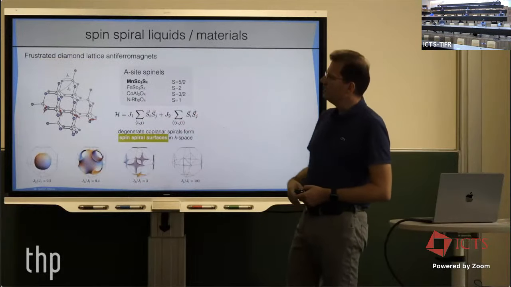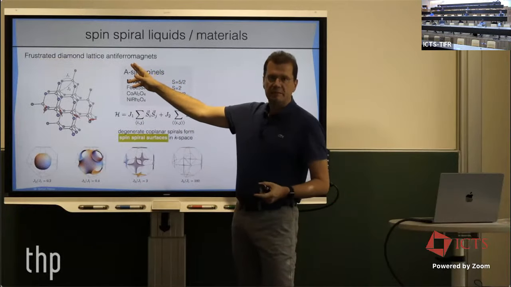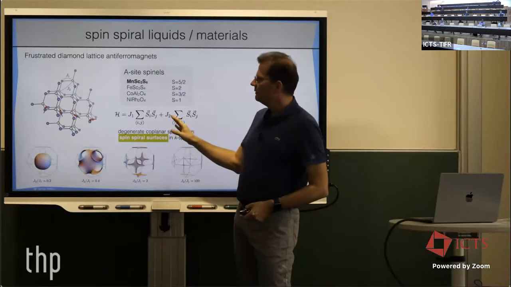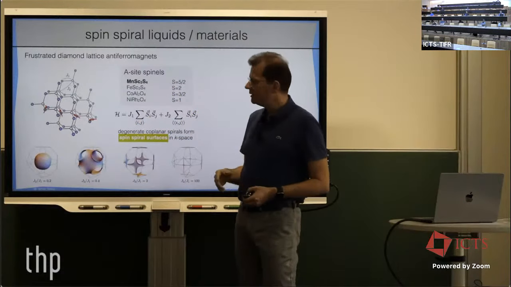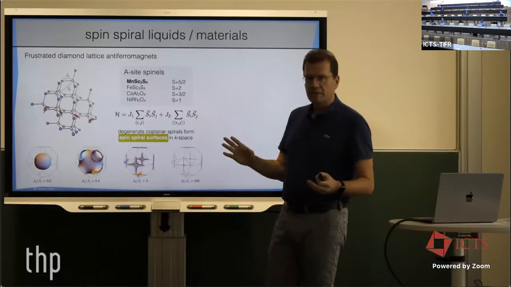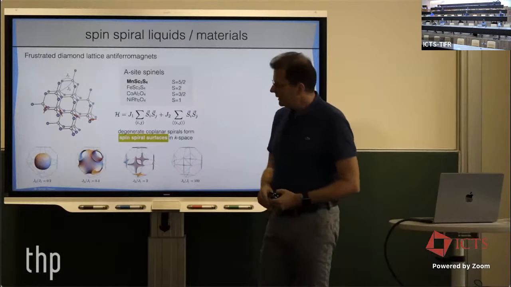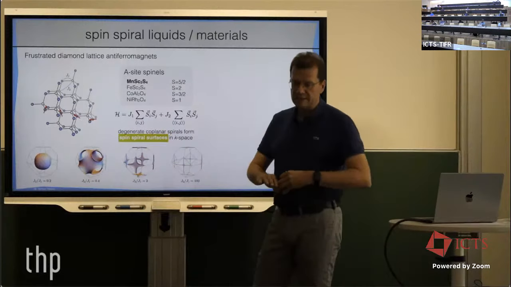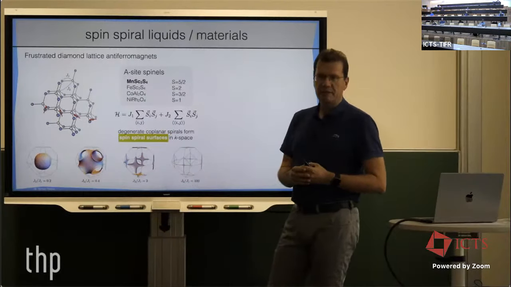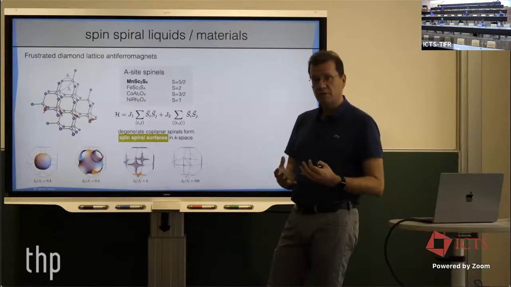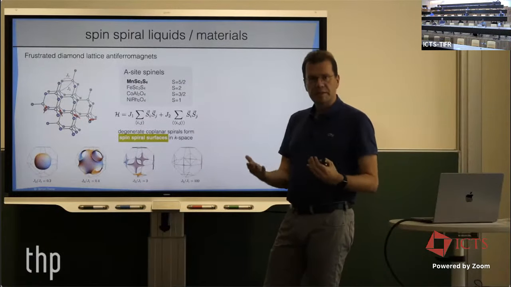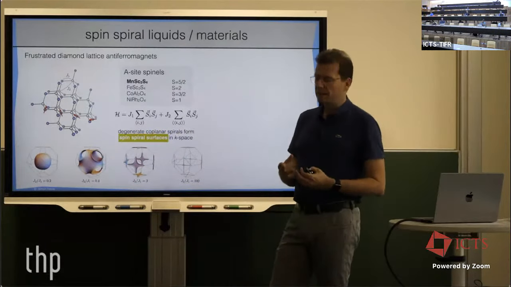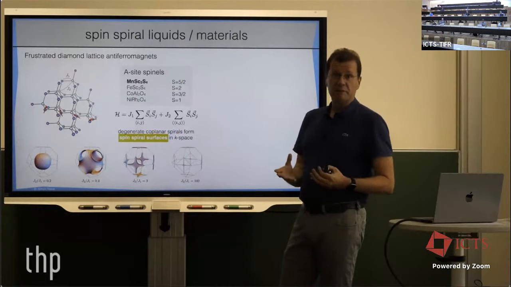One system that nicely exhibits that is diamond lattice antiferromagnets, which are frustrated by a next nearest neighbor coupling. That's a model relevant for a couple of A-site spinel materials, which have spins between the quantum and the classical. If you look at the ground state manifold of these antiferromagnets, you will find that the coplanar spin spirals that constitute the ground state are actually sub-extensive. So there is a manifold of Q vectors in momentum space that describe this degeneracy.